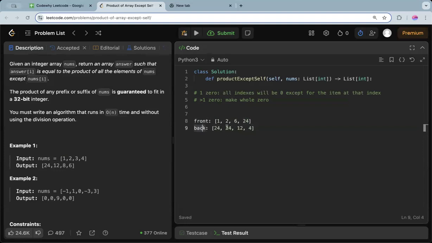So how is this actually helping us? What can we do with this? This is the input array that we're getting, 1, 2, 3, 4.